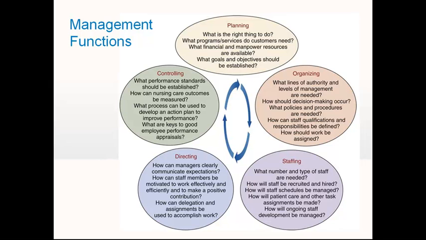Staffing is identifying activities required to have qualified people accomplish the work, such as recruiting, hiring, training, scheduling, and ongoing staff development. Directing encourages employees to accomplish goals and objectives and involves communicating, delegating, motivating, and managing conflict. And controlling involves performing employee performance reviews, analyzing financial activities, and monitoring quality of care.